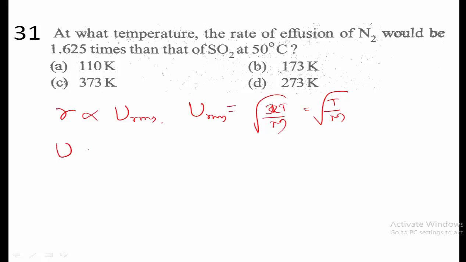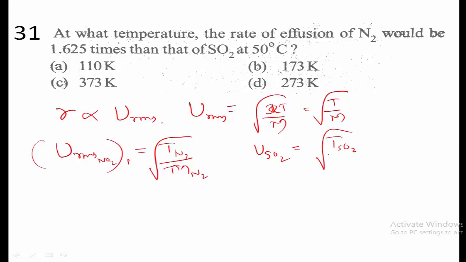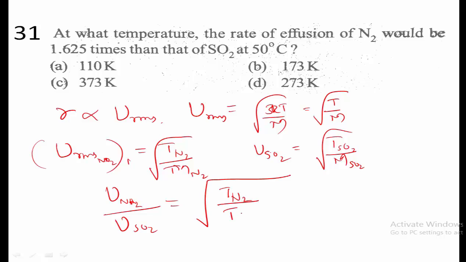When we consider nitrogen, URMS of nitrogen is the square root of the temperature of nitrogen divided by the molar mass of nitrogen. For sulfur dioxide, URMS of sulfur dioxide is equal to the square root of T of sulfur dioxide divided by M of sulfur dioxide. So take the ratio: UN2 divided by USO2 is equal to the square root of TN2, the temperature of nitrogen, divided by the temperature of sulfur dioxide, into the molar mass of sulfur dioxide divided by the molar mass of nitrogen. When you divide the two, after rearrangement the formula is formed in this way.